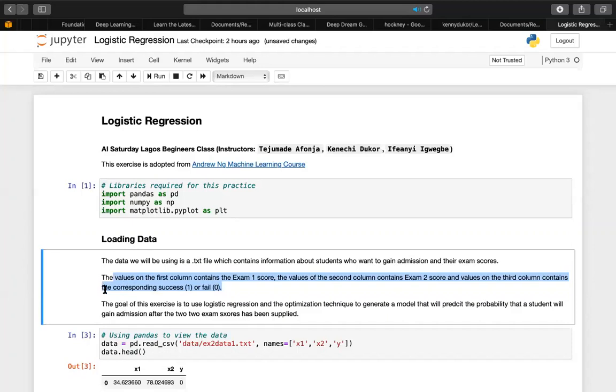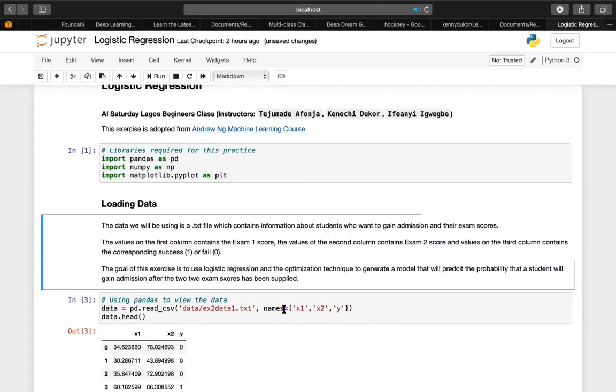The goal of this exercise is to use logistic regression and an optimization technique to generate a model that will predict the probability that a student will gain admission after 2 exam scores have been supplied. So this is the problem statement.